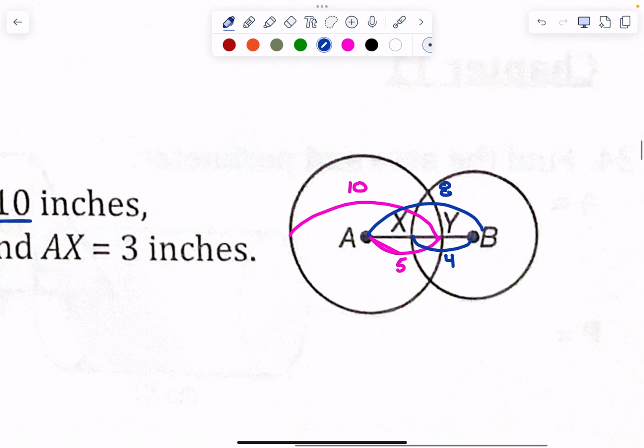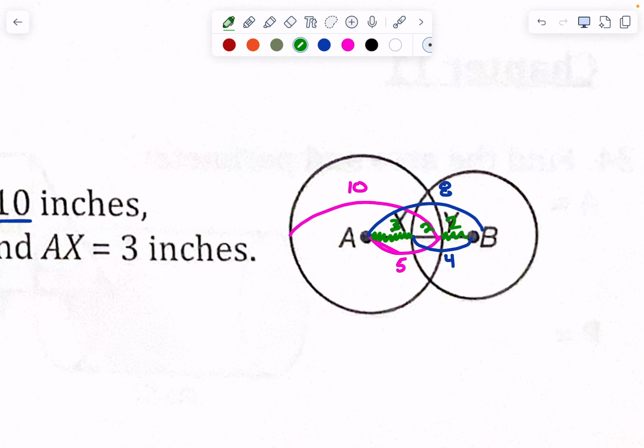And then they say that AX, which is this little guy in green, is 3. Okay, so I've got 3 here. Overlap. This is 5, right? So how much is this? 2. And then how much is this guy? 2 also, because this is 4. You see that?